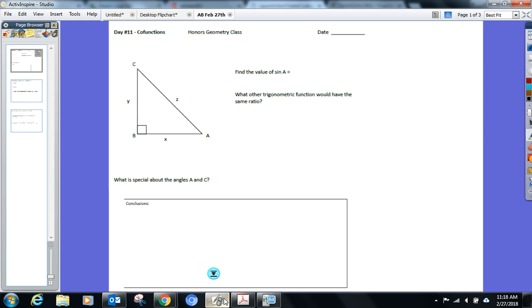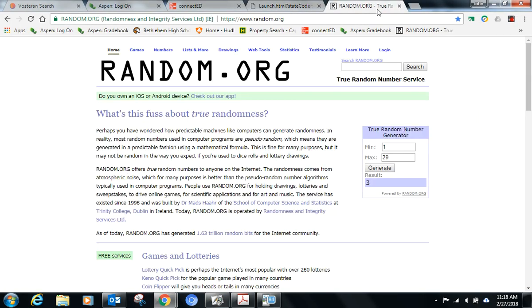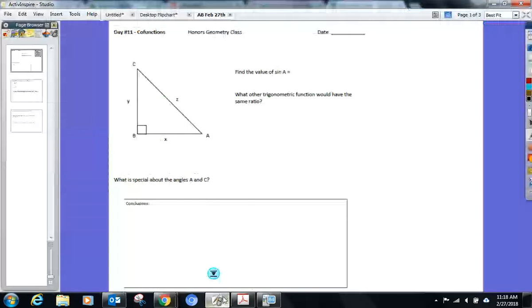All right, what'd you find? Here you go, 7. What'd you find? Why'd you use tangent? The sine of A. Okay, so what's opposite over what's hypotenuse? Z. Okay.